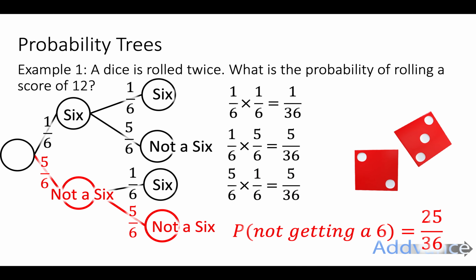Now the probability of not getting a 6 at all will be 25 out of 36. That will be the probability of not getting a 6 and then not getting a 6.